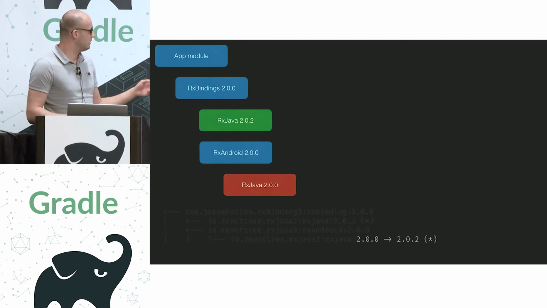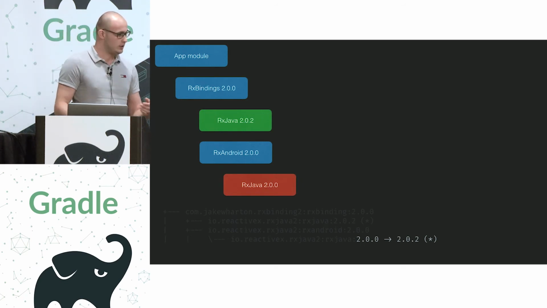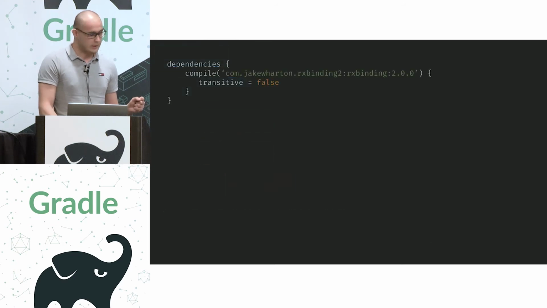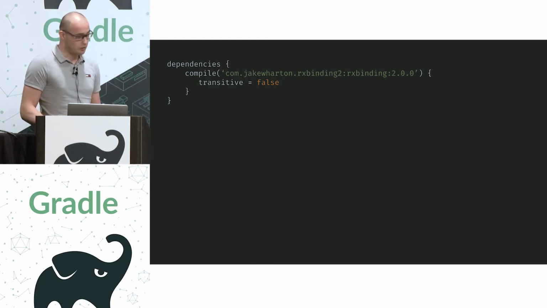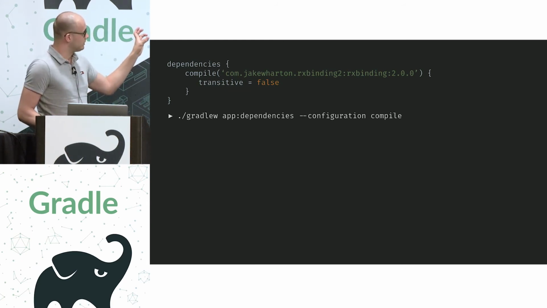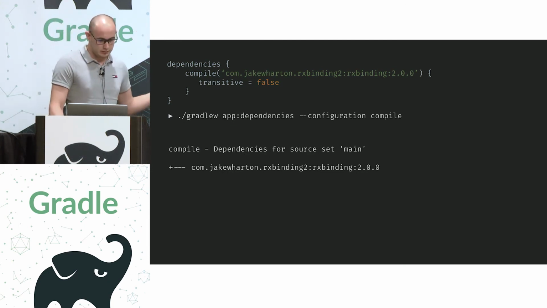Let's take the most recent one. So we'll drop the 2.0.0 and just use 2.0.2. So we get the most recent versions usually when we do that. We can disable this behavior, change it, by saying transitive equals false. By default, it's always true. So if we disable transitive dependency resolution, then we'll only actually depend on Rx binding, and probably our project will crash if we don't manually explicitly require Rx Android and Rx Java as well.